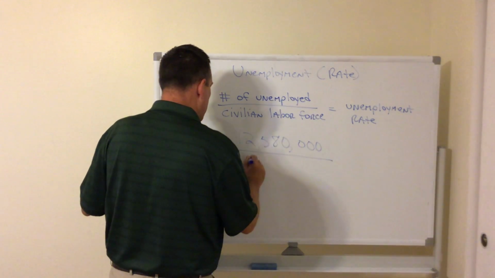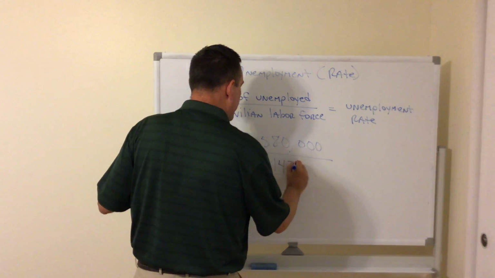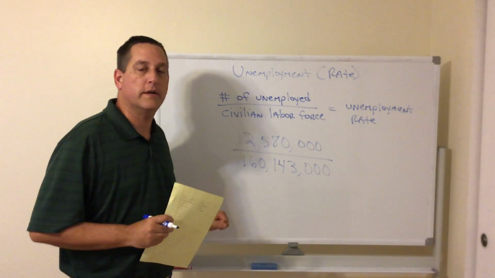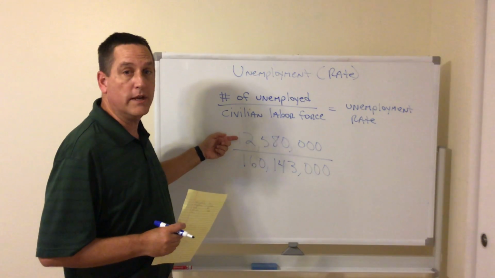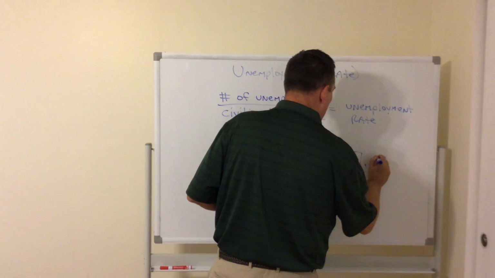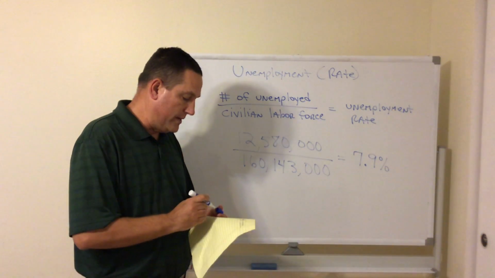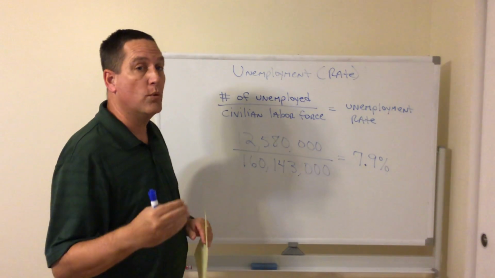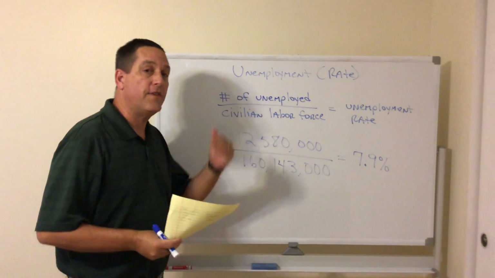The labor force was made up of 160 million Americans who already had a job or were looking for a job. There's the amount that were looking but unable to find it, and this came out to 7.9%. The unemployment rate is currently 7.9%. And that's pretty high. The good news is it's a lot lower than it was a few months ago, and it's been getting lower for the last 5 or 6 months.